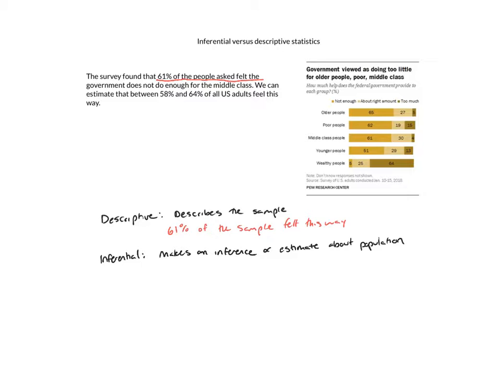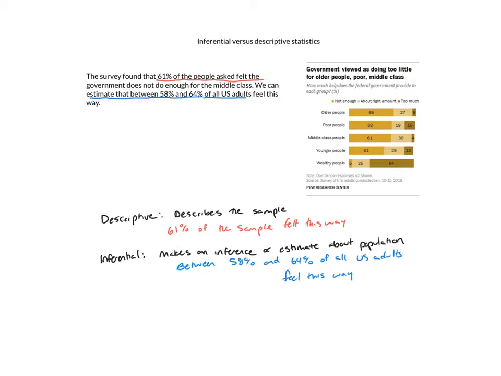Once again, this is different than the inferential statistic, which says we can estimate that between this percent and this percent of all adults feel this way. So that between 58% and 64% of all U.S. adults feel this way is inferential because it's making an inference about what could happen with the population.